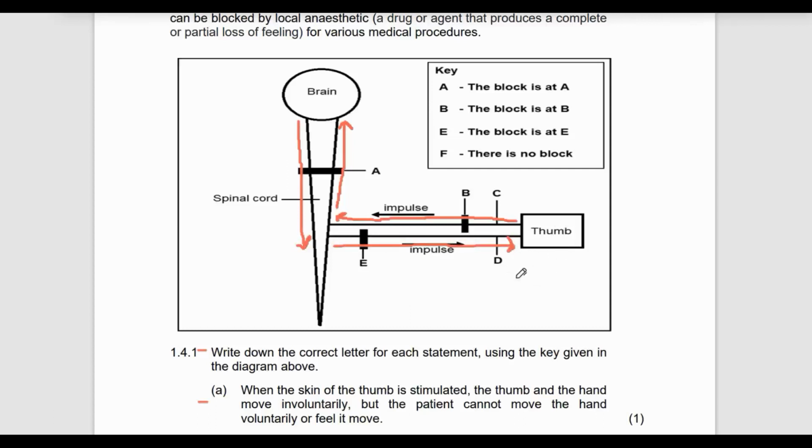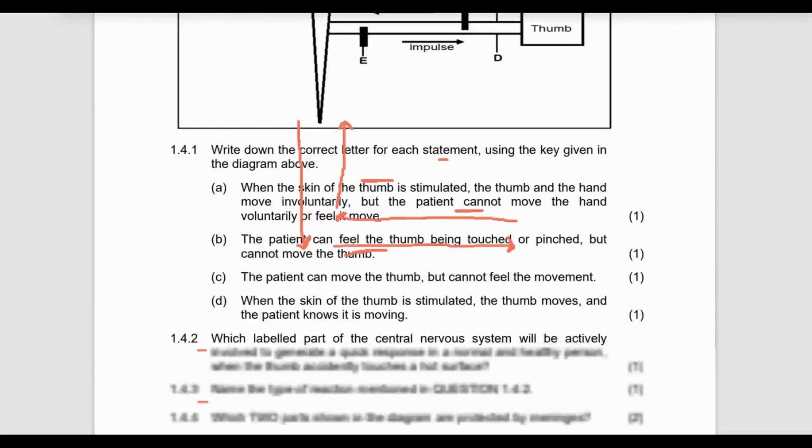So if you can see our blockages, the message is passed at A, message is passed at B, message is passed at E. There's no blockage here, meaning that the answer is F. So for T, the answer is F, and that's how it goes.